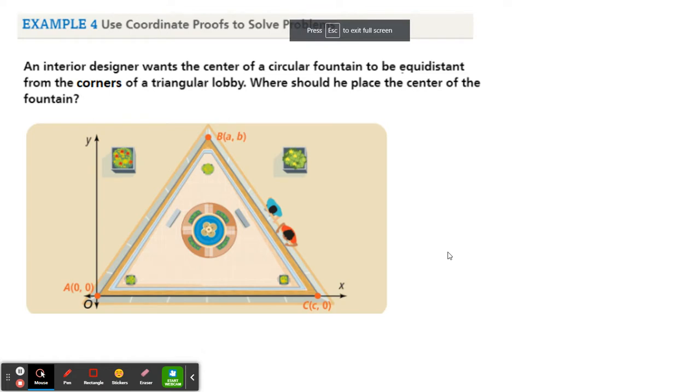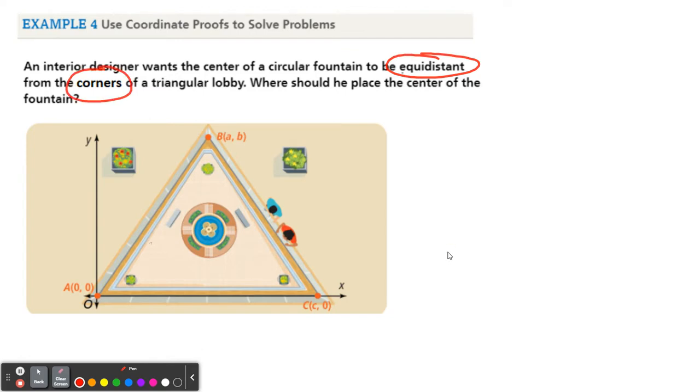All right, so this last problem says an interior designer wants the center of a circular fountain to be equidistant from the corners of a triangular lobby. Where should he place the center of the fountain? So we should know that if we want to be equidistant from the corners, then we need to be on the perpendicular bisectors of these segments. And if we are dealing with the perpendicular bisectors of the segments, then we're dealing with what's called the circumcenter.